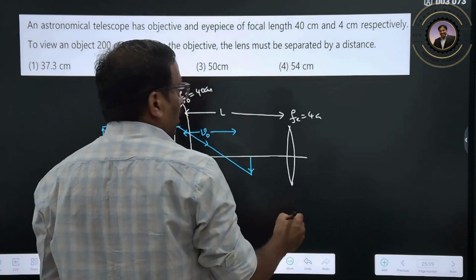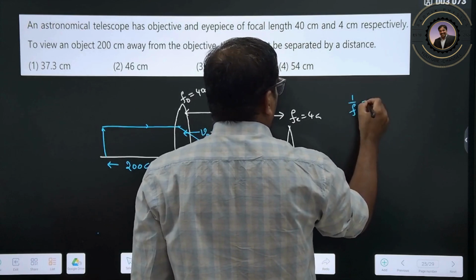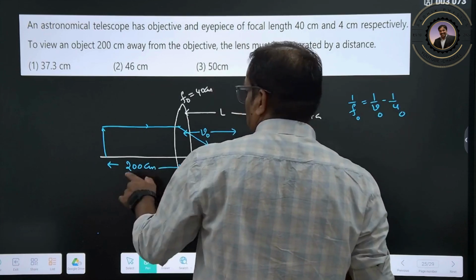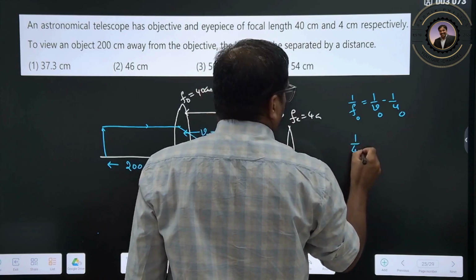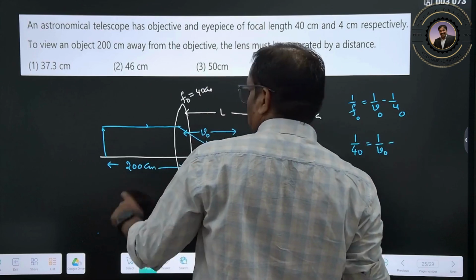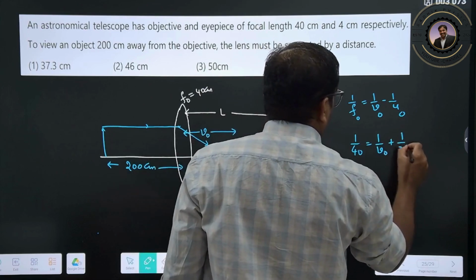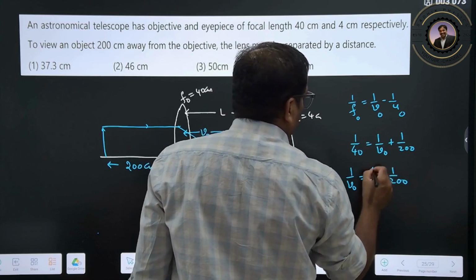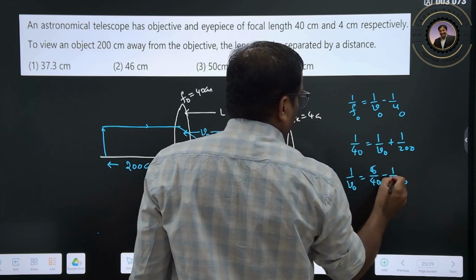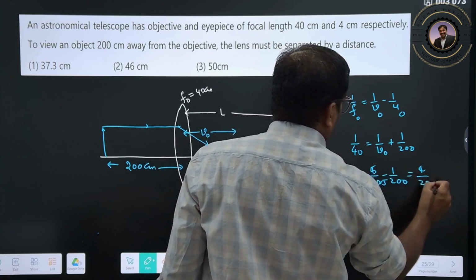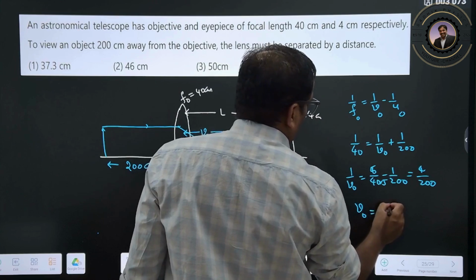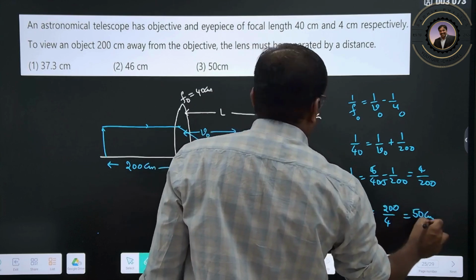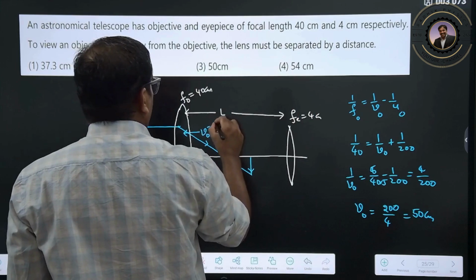So, therefore, V_O, how to calculate it now? Apply the lens formula, 1 by F is equal to 1 by V minus 1 by U, this is U_O. This is 1 by F_O, which is nothing but 1 by 40 is equal to 1 by V_O minus of minus, plus 1 by 200. So, 1 by V_O taken here, now 1 by 40 minus 1 by 200. So, this is 5 into 5. So, 5 minus 1, therefore 4 by 200. So, V_O is equal to 200 divided by 4. So, therefore, how much now? 50 centimeter. This should be the 50 centimeter.